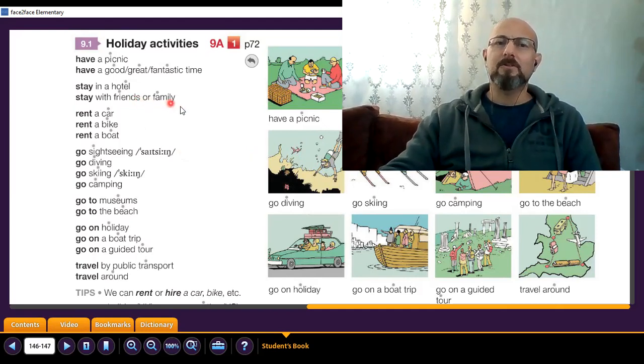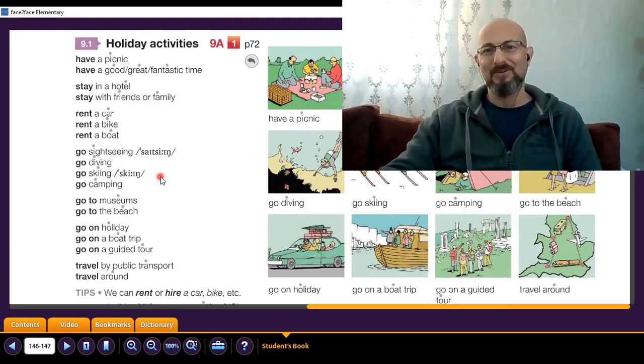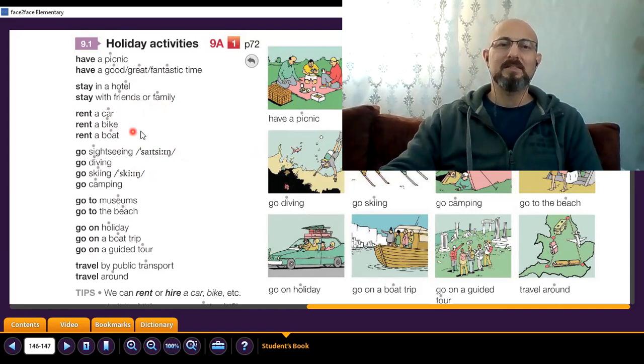Stay with friends or family. Rent a car. British people don't say car, they say car. So now you understand. Rent a bike. Rent a boat.